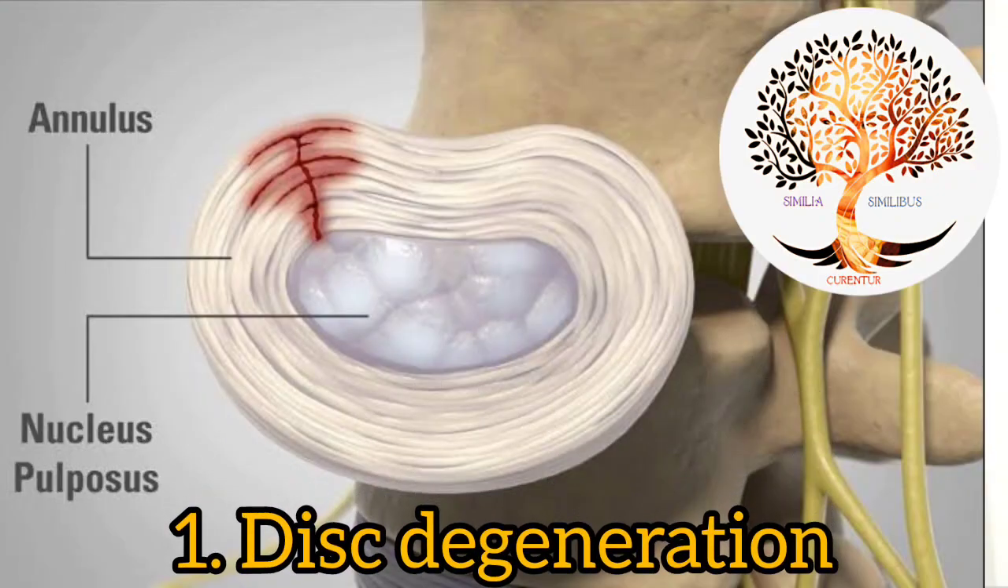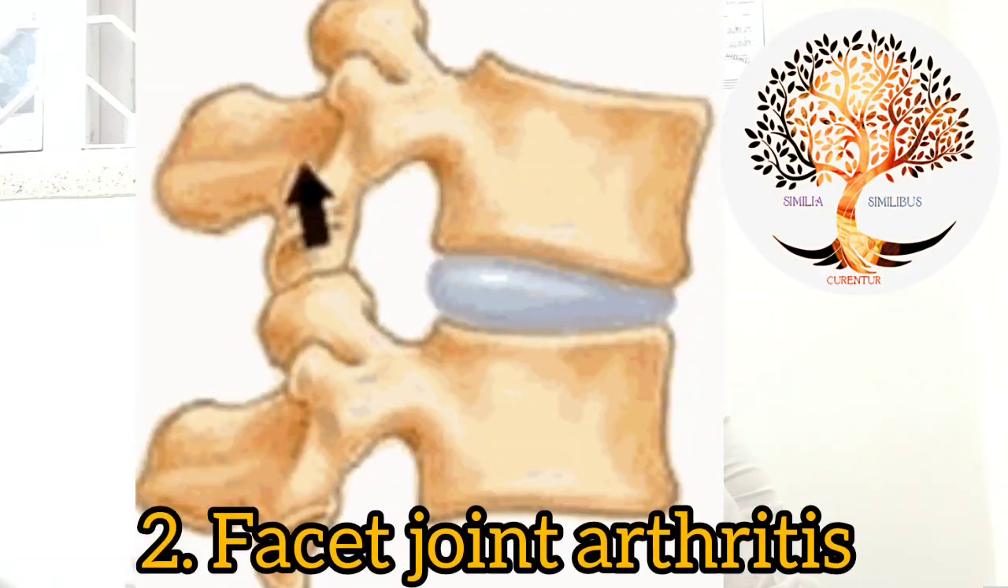This type of lumbar spondylosis involves the degeneration of intervertebral disc, which is soft and cushion-like structures. This degeneration can lead to loss of disc height, decreased elasticity, and the formation of disc bulges or herniation, which is the main cause of pain. The second type of pathology we see is facet joint arthritis.